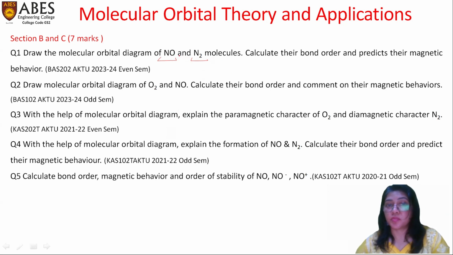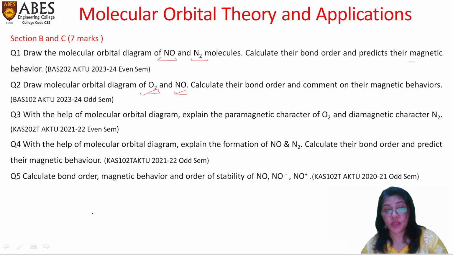We will first make the molecular orbital diagram, then calculate its bond order, and after viewing this diagram, we can predict the magnetic behavior of these molecules. Similar will be the case with the O2 and N2 molecules. What we have to ensure here is that this is a homodiatomic molecule and this is a heterodiatomic molecule. When making the molecular orbital diagram for a homodiatomic molecule, the atomic orbitals of both atoms are at the same energy level.